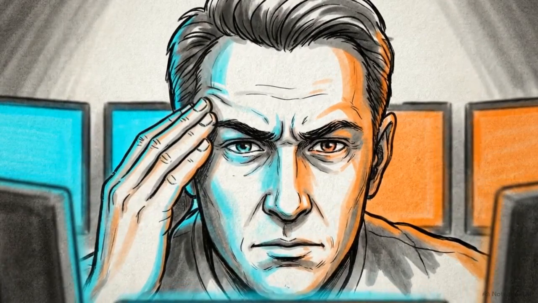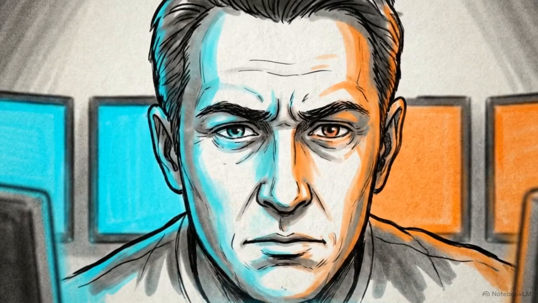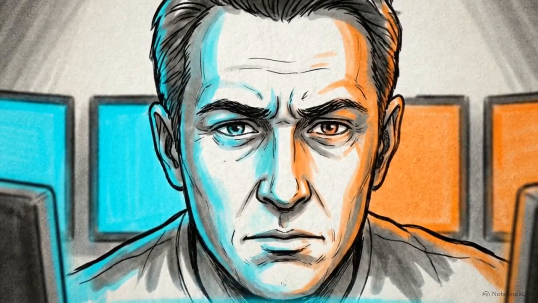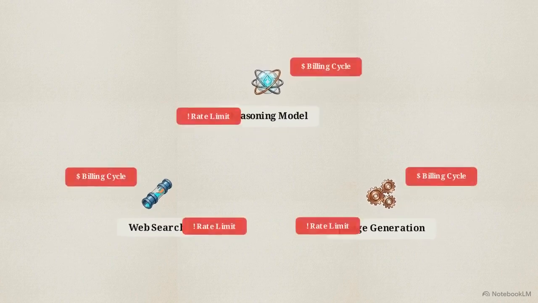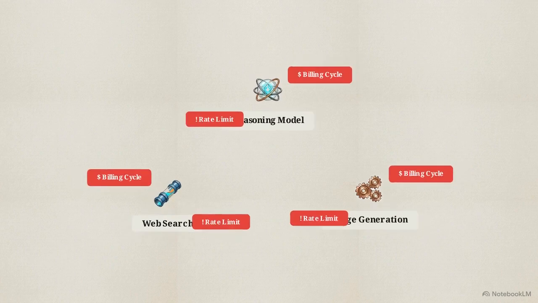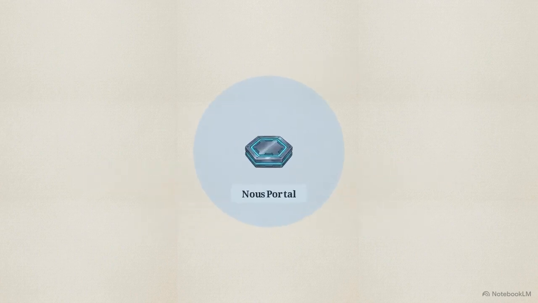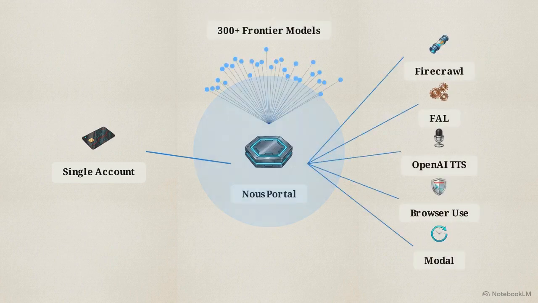Building an autonomous AI agent usually means stitching together a mess of separate API keys. You have one account for reasoning, another for web search, and yet another for image generation, all with independent billing cycles and rate limits to track. The Nous portal solves this by replacing that multi-provider network with a single centralized gateway. One account gives your agent access to over 300 frontier models and a complete suite of enterprise tools.